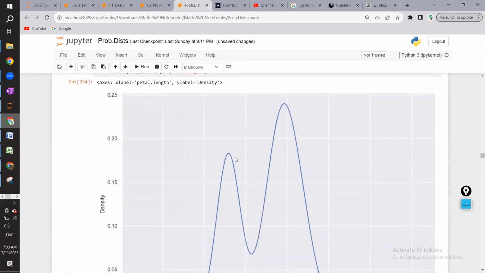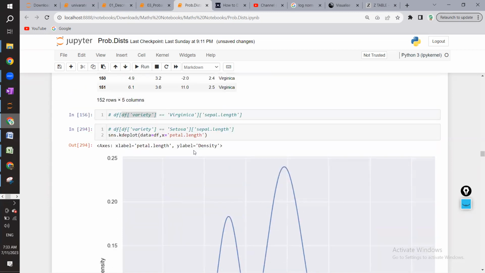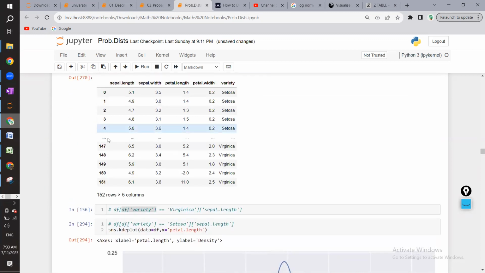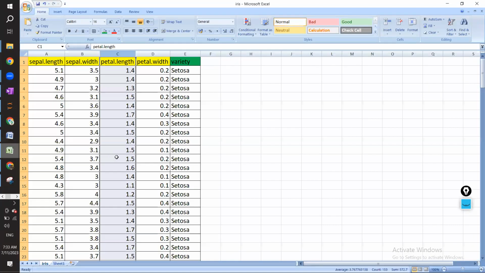Okay, so it's roughly normal. It's bimodal, but it's roughly normal. So actually, see here in the iris dataset.